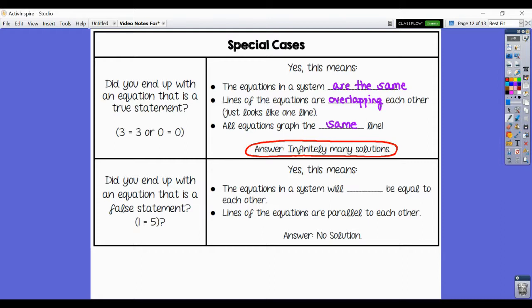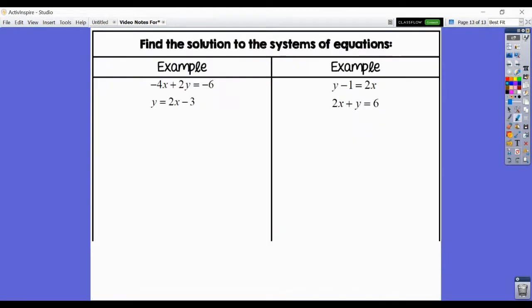If so, this means the equations in a system will be not equal to each other. Lines of the equations are going to be parallel to each other. When these happen, you will answer with no solution instead of your ordered pair point. Let's look at some examples for these special cases.